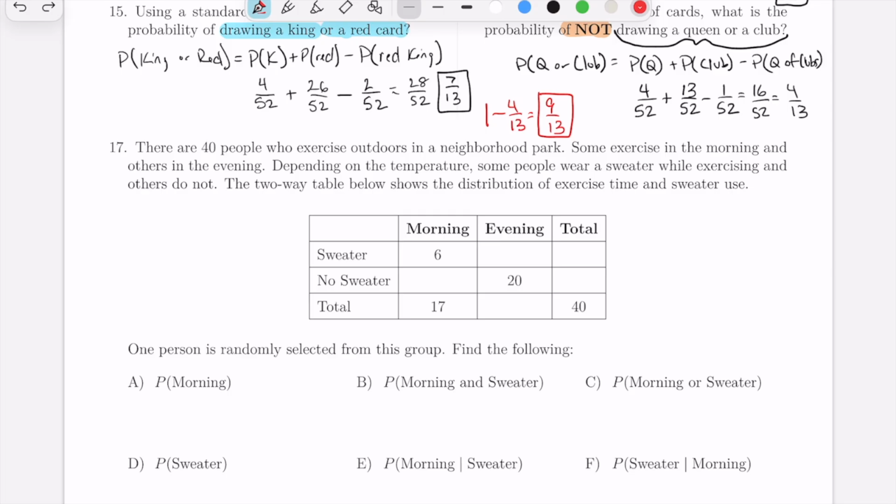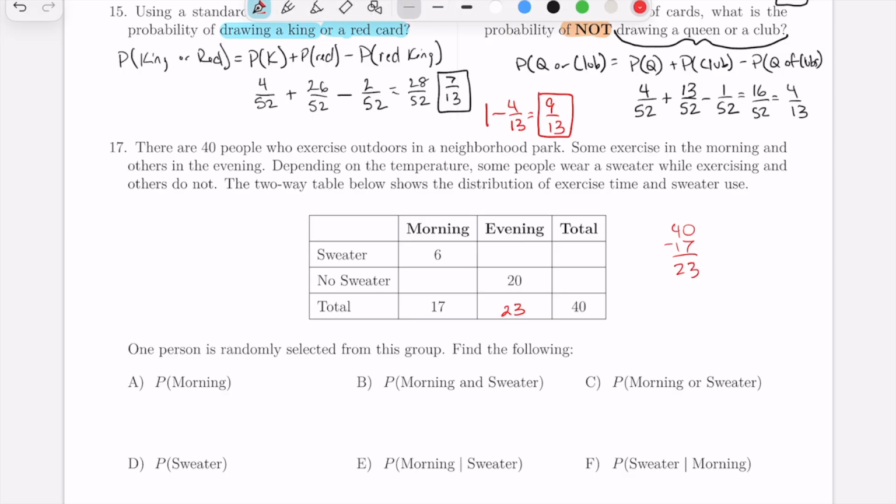One person is randomly selected from the group. Find the probability. All right. In order to do all this, though, we do need to go through and start filling in these numbers. The first one that I'll fill in is this one here, and that's because I know that there's 40 total and 17 were in the morning. So if that's true, I could just do 40 minus 17 to get 23 goes there.